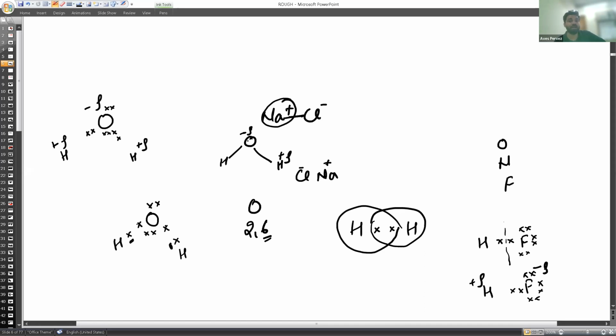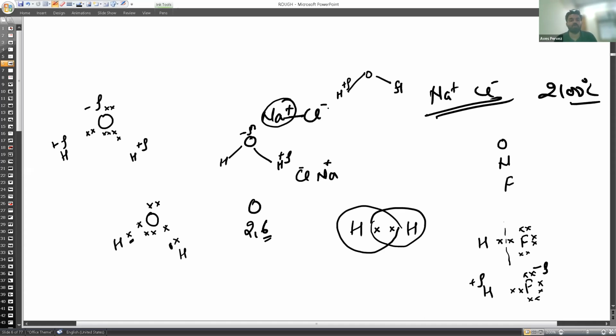Otherwise, if you want to melt sodium chloride or separate the Na positive and Cl minus ions, you have to provide approximately 2100 degrees Celsius, which is a very huge temperature. But when you add it to cold water, even in cold water it can be easily separated, because the oxygen atom, which has a slightly negative charge, attracts the positively charged sodium, and the hydrogen of another water molecule attracts the chloride ion. So that's why they are separated.